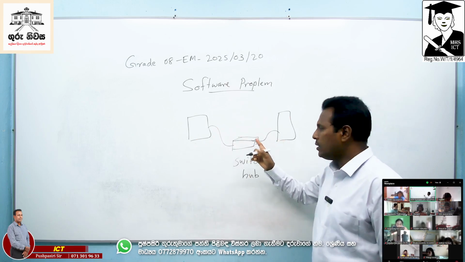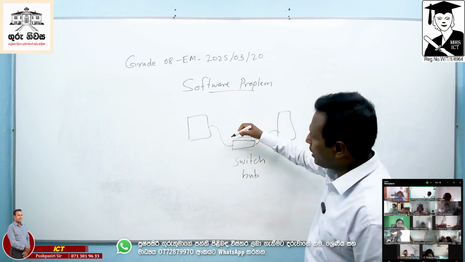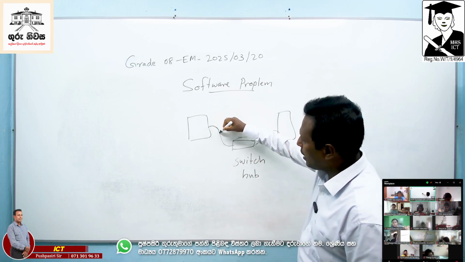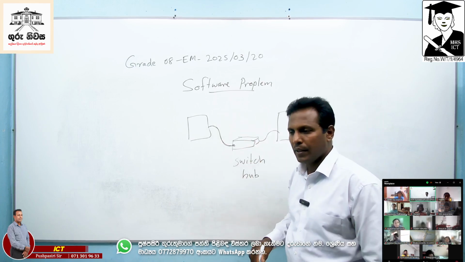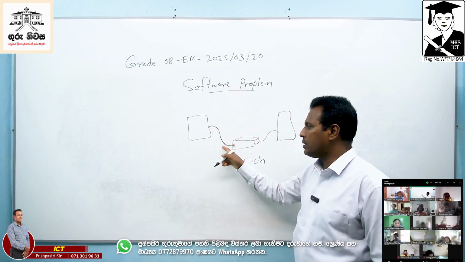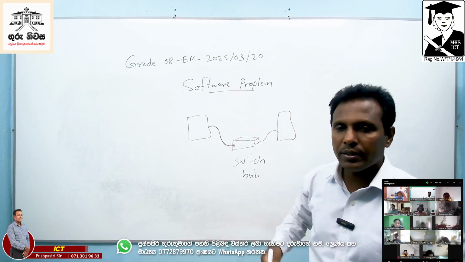This device is not working means what? Sometimes this cable, the one coming here, is not connected properly. Or sometimes the connections of the cable are not done properly.